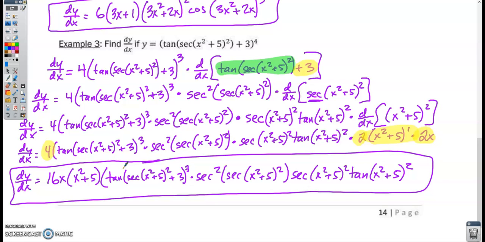All right, that's it for today. So now you've seen from this video what happens when we have a multi-layered composite function. We start on the outside and work our way in, continuing to apply the chain rule until we've gotten to the point where we've taken the derivative of the very last inside, and then we simplify things algebraically, and we're done.